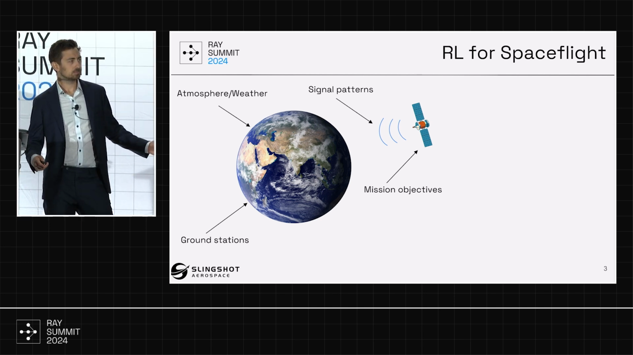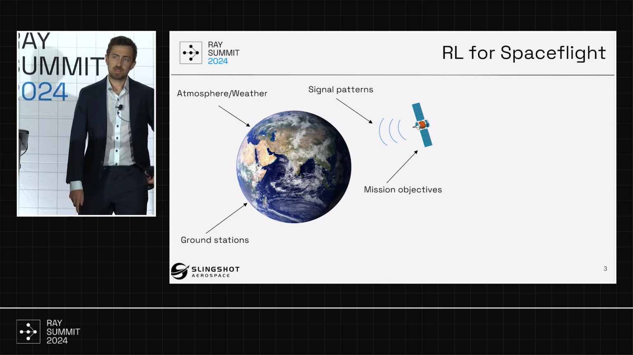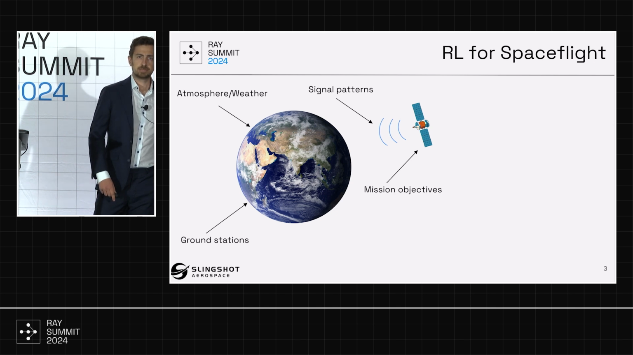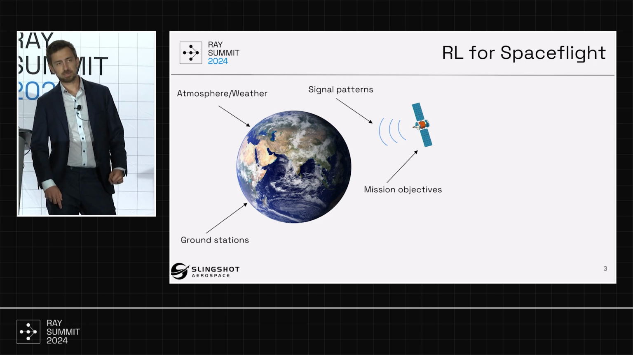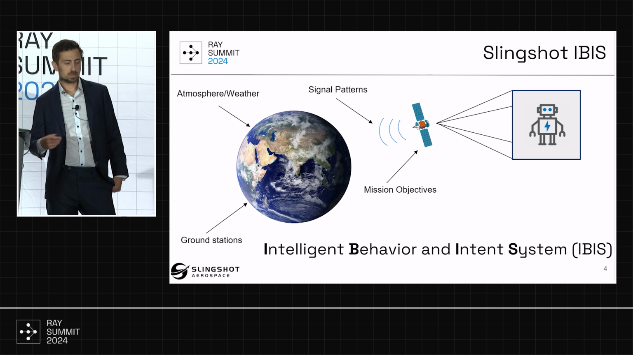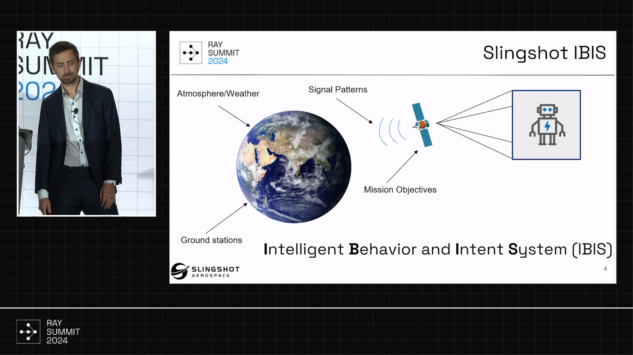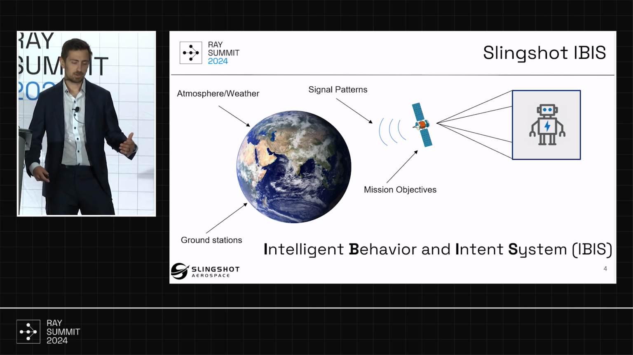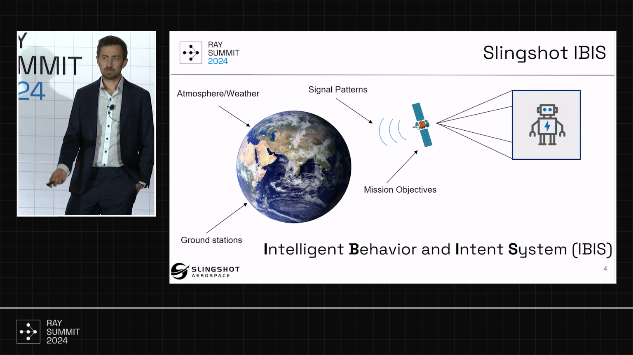There are existing methods for optimal control of spacecraft, but many of them lack the sort of contextual understanding and particularly the temporal understanding of the environment. And so that's where RL really can shine. So we are building what we are calling our Intelligent Behavior and Intent System, IBIS, where we have RL agents that are controlling the spacecraft with the knowledge of these different constraints that may be imposed, or different types of objectives that may want to be achieved.